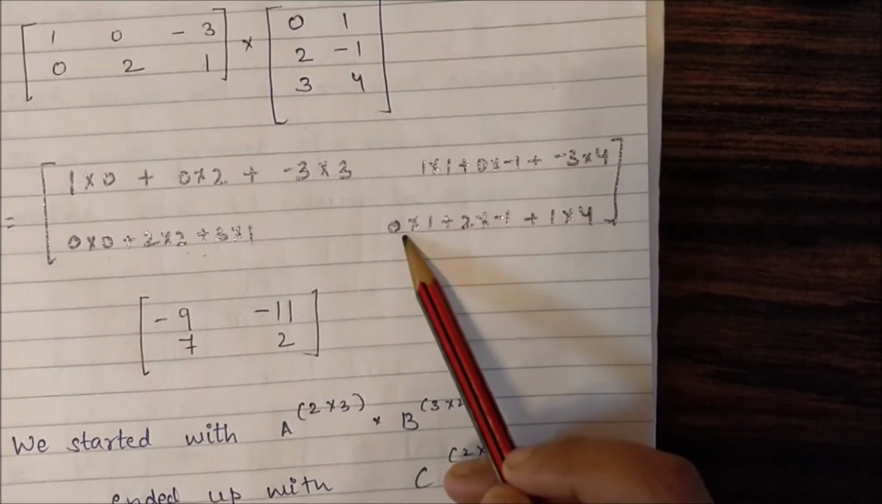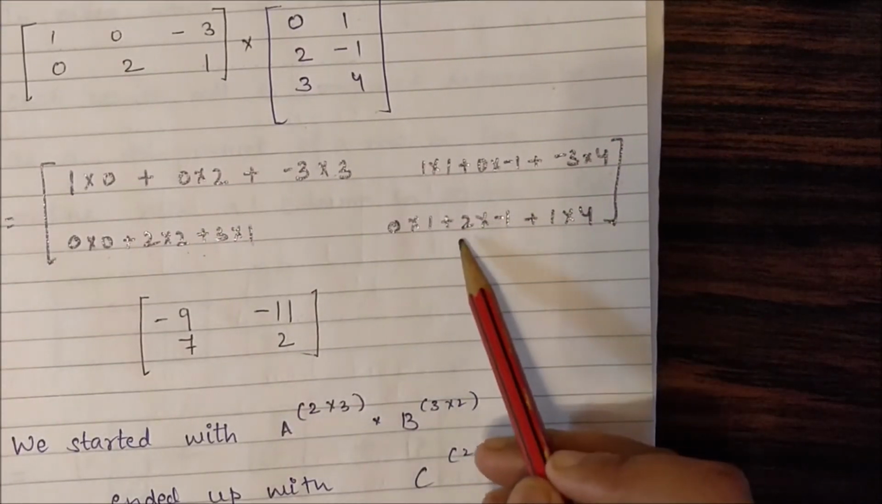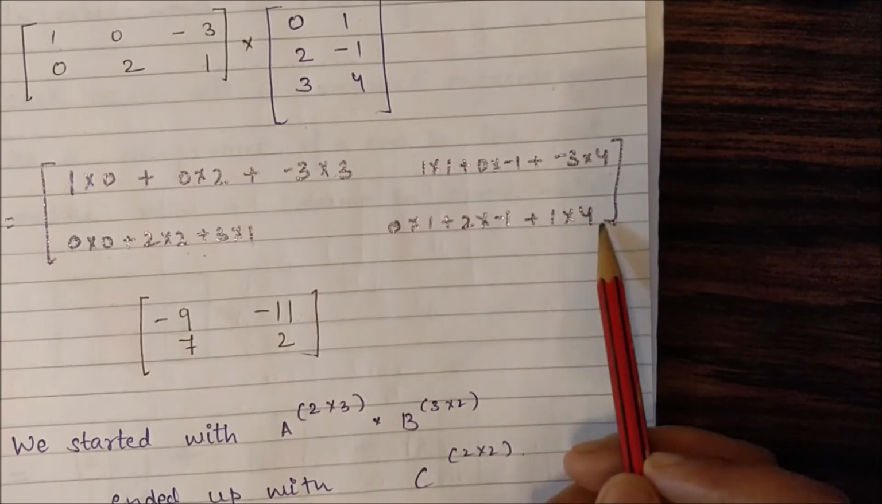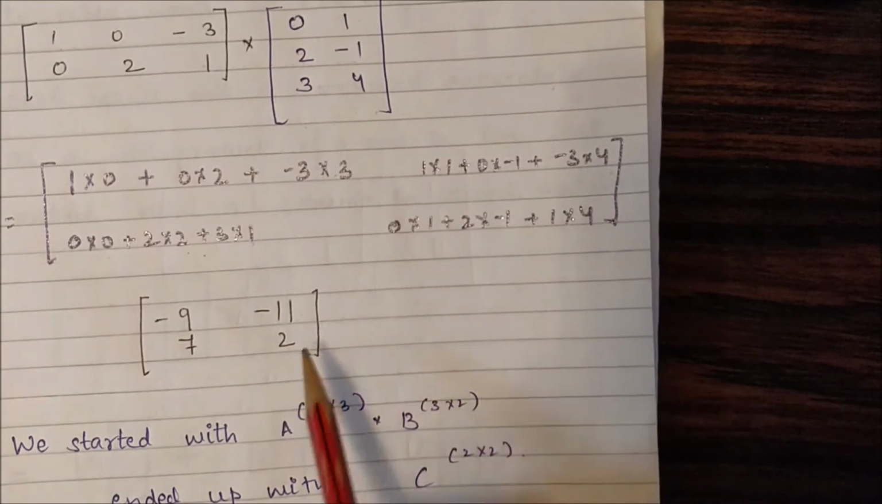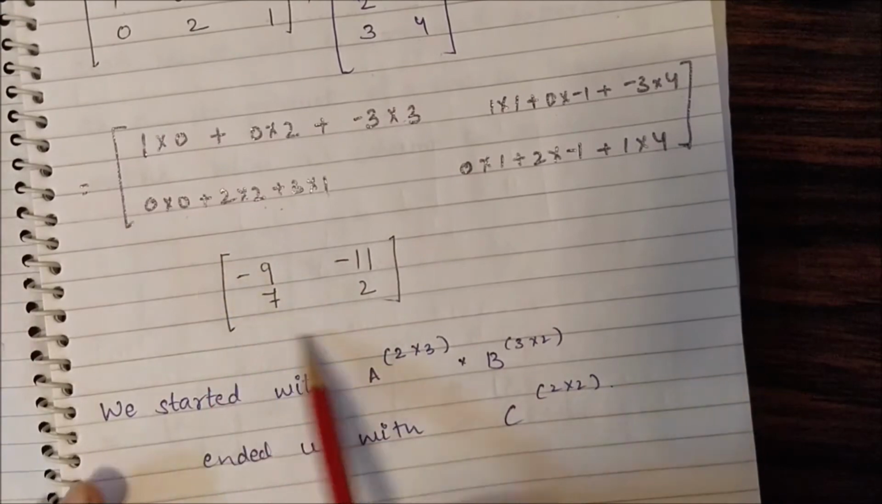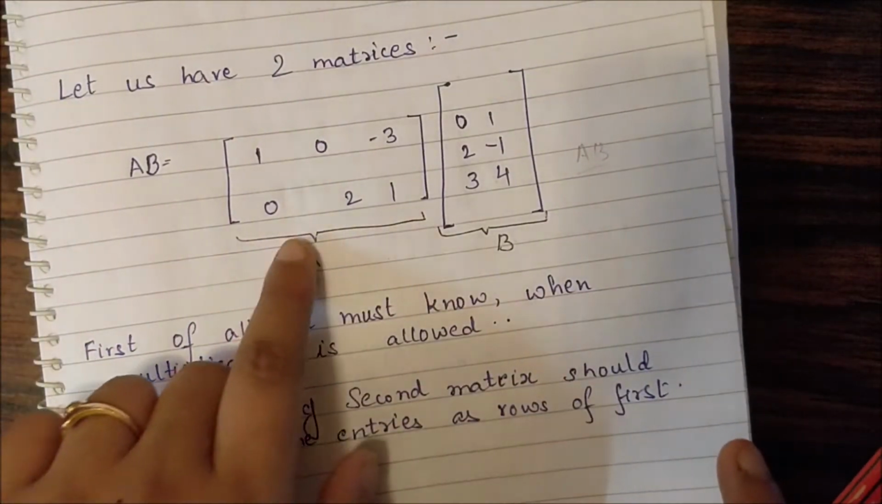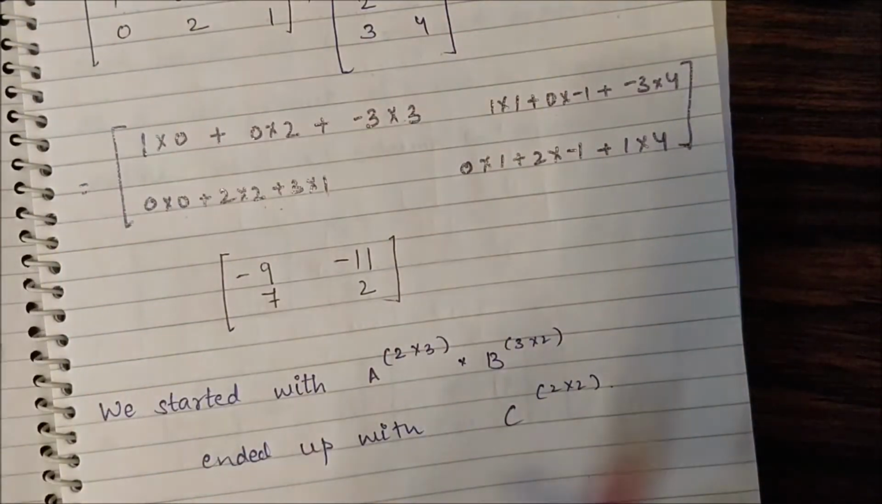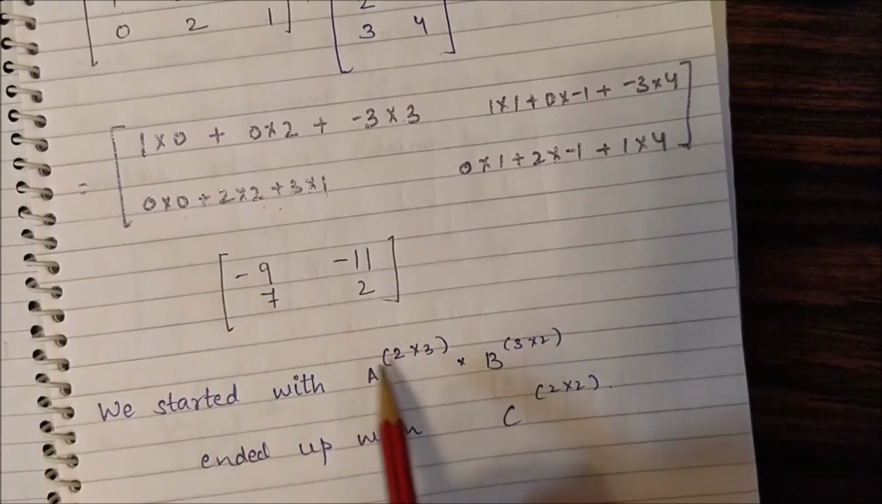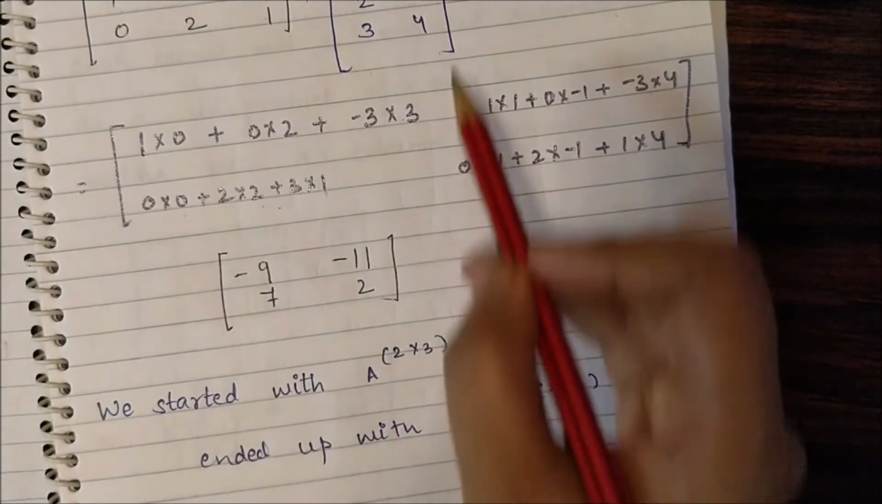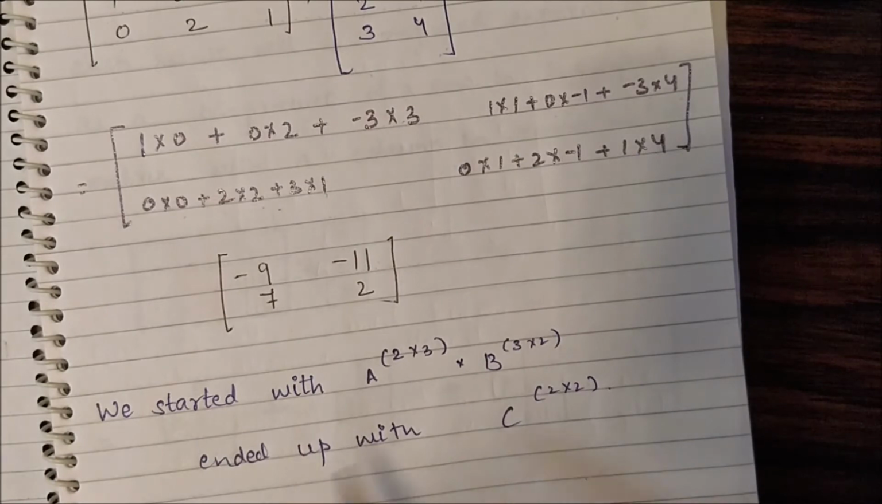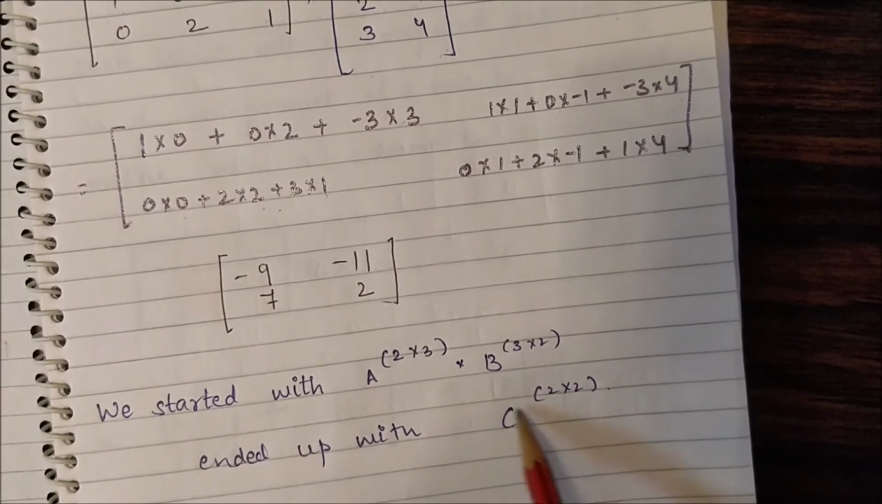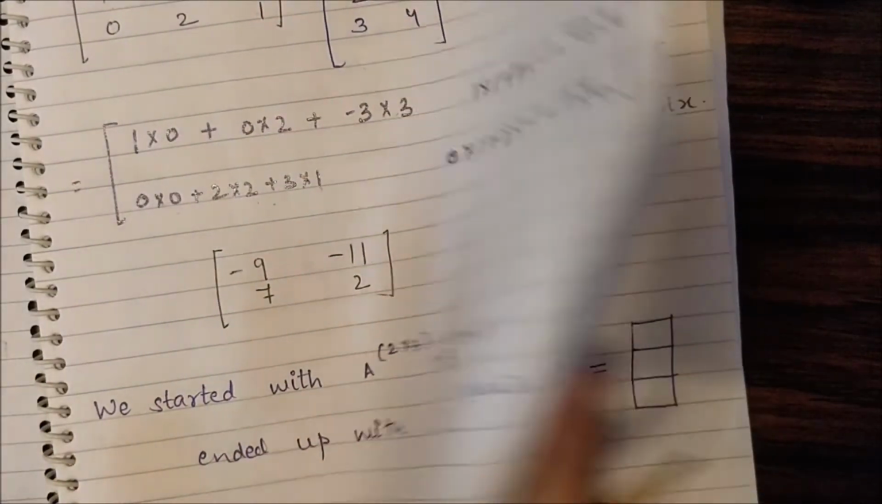And the second one, 0 into 1 is 0, 2 into minus 1 is minus 2, plus 4 into 1 is 4. 4 minus 2 is 2. Hence, we are getting this particular answer for the multiplication of these two matrices. Just see, we started with a 2 by 3 matrix and a 3 by 2 matrix, and then we ended up with the third matrix C, which is 2 by 2.